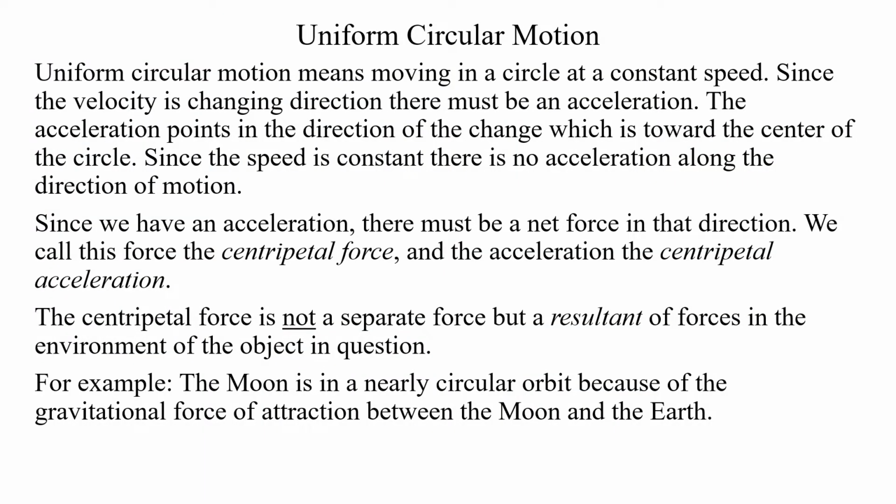So now we're going to talk about uniform circular motion. Uniform circular motion means moving in a circle at a constant speed. That's what the uniform refers to, constant speed. Now, since the velocity is changing direction, there must be an acceleration. Remember, velocity is a vector, so simply changing the direction of the vector is a change, and a change in velocity is an acceleration. This acceleration points in the direction of the change, which is toward the center of the circle. Now, since the speed is constant, there's no acceleration along the direction of motion, just perpendicular to the direction of motion toward the center of the circle.